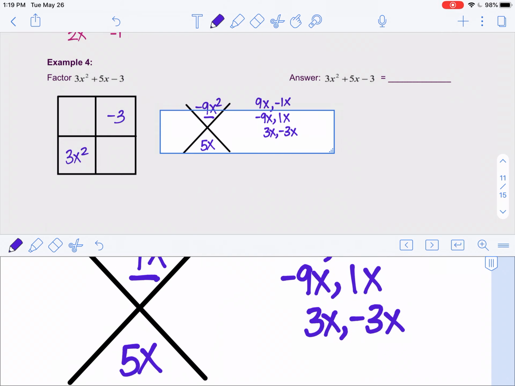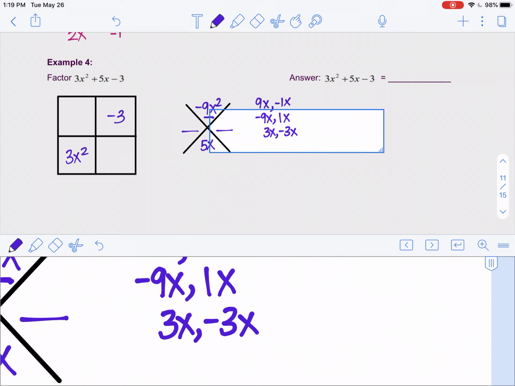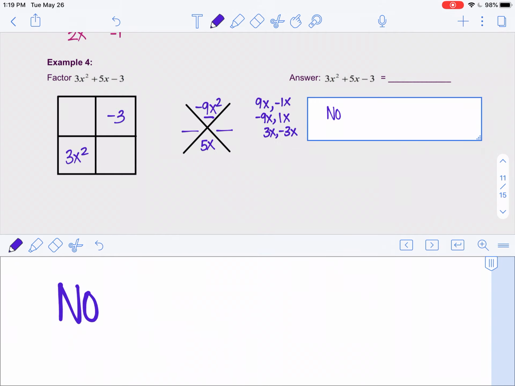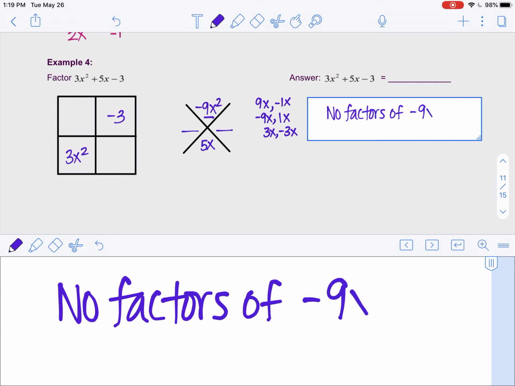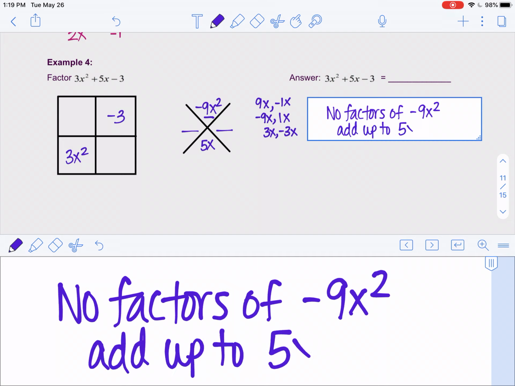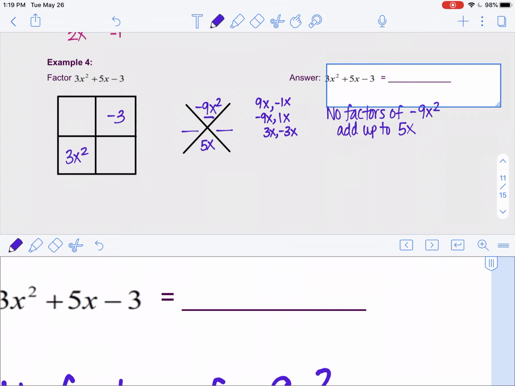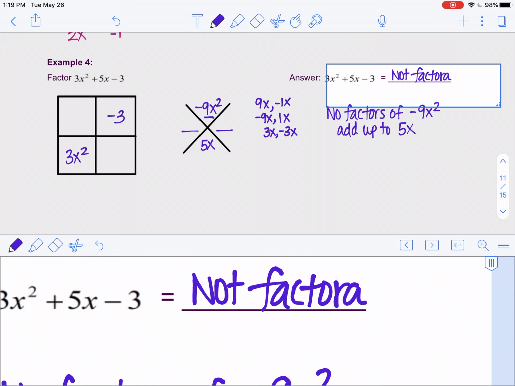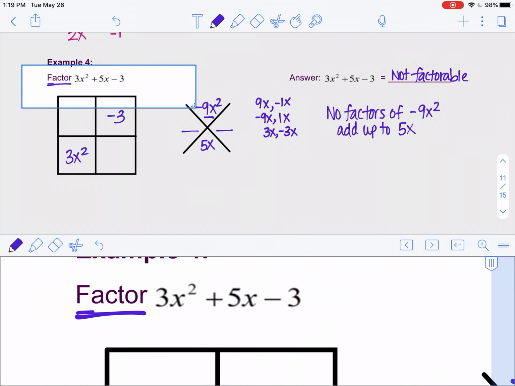And so it turns out there isn't anything that multiplies to negative 9x squared but adds up to 5x. And so no factors of negative 9x squared add up to 5x. So if that's true, what does that mean? It basically means that this is not factorable. Okay. That's a different question than saying if something is possible to solve, right? So I can't factor this. I still could solve it using the quadratic formula, but that is not the question I'm being asked. All I'm asking is if I can factor it at this point.